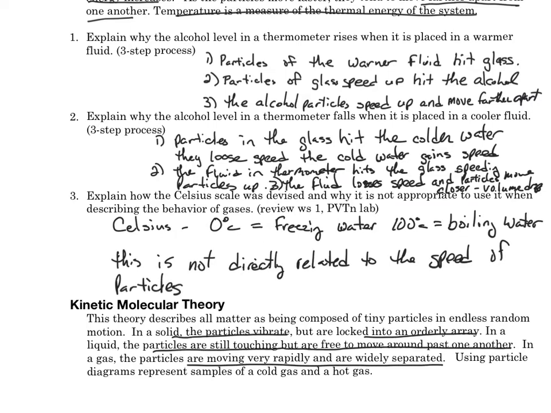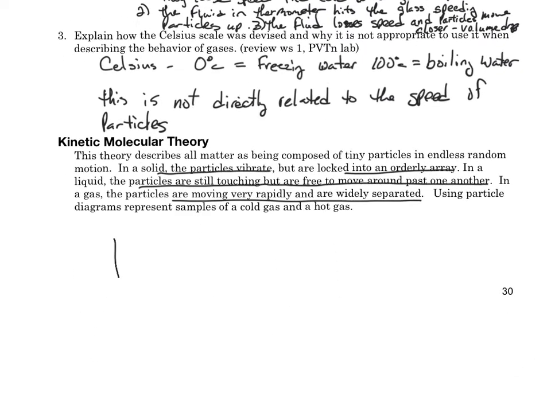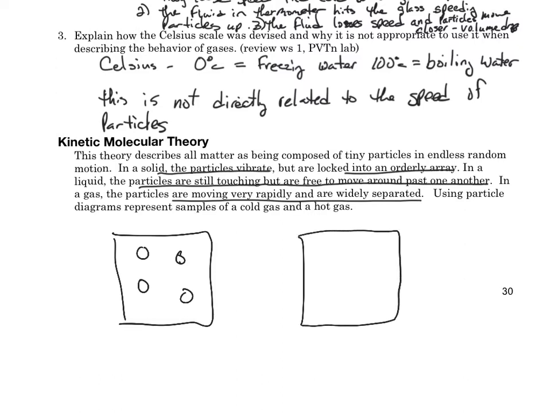It says, using particle diagrams represent samples of a cold and a hot gas. So here's my container. Here's some particles of gas. Here's a container. Here's some particles of gas. This one's going to be a hot gas, and this one's cold. So the difference between the two of those, and I'm going to use the length of my arrows, these are going to be moving quickly as they bounce off of things, where these are going to move more slowly as they move around the container.